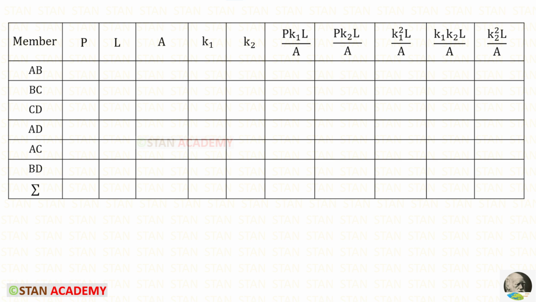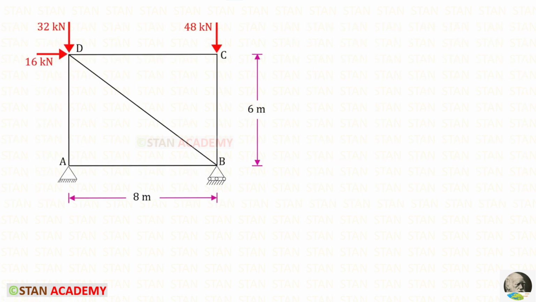Then we have to make this table. In the table, first we need to enter all of the members. Then we have to enter the values of P, that is the member forces in the released structure. Now we are going to find the member forces in the released structure. Before that, we need to find the reactions. At the point A, there is a hinged support, so there will be 2 reactions. And at B, we have a roller support. Here there is only a vertical reaction.